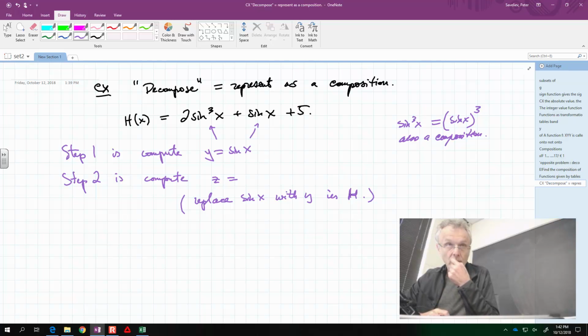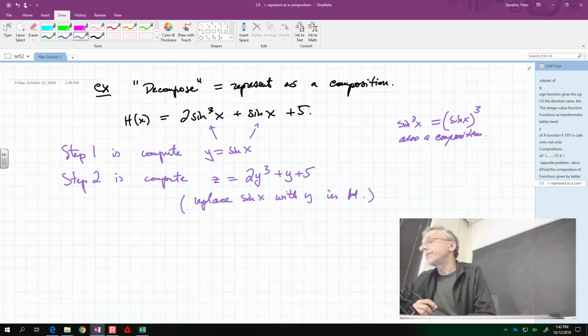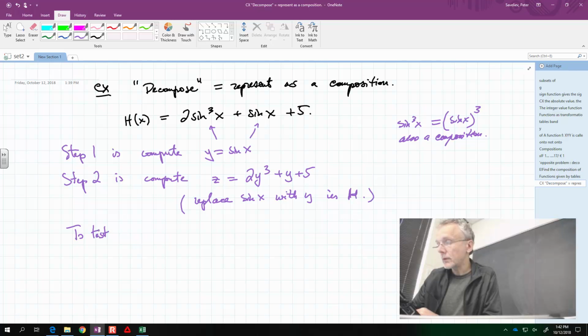Would it be 2y cubed plus y plus 5? That's right. 2y cubed plus y plus 5. Okay, so if unsure to test, do the back substitution. Or just literal substitution.